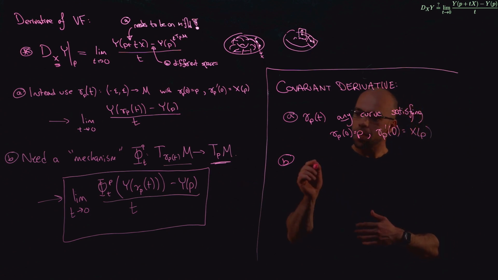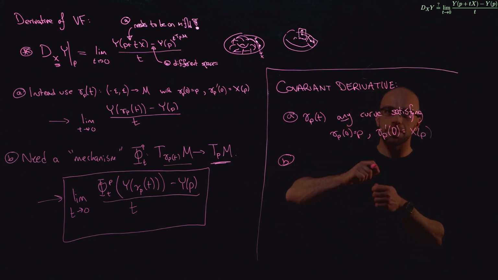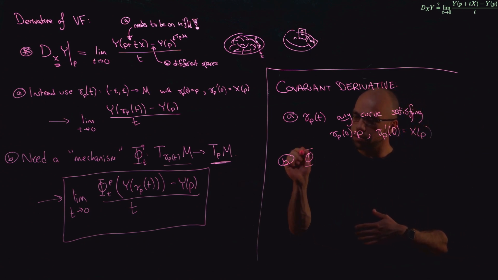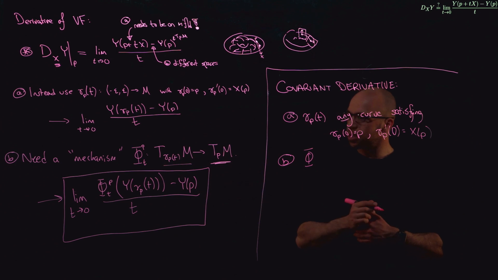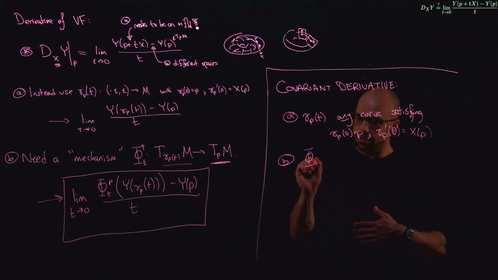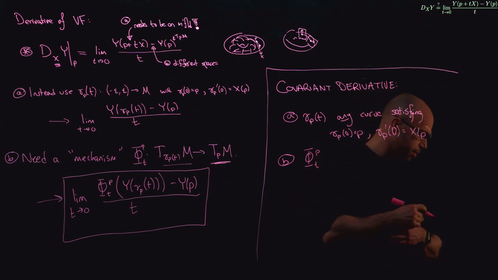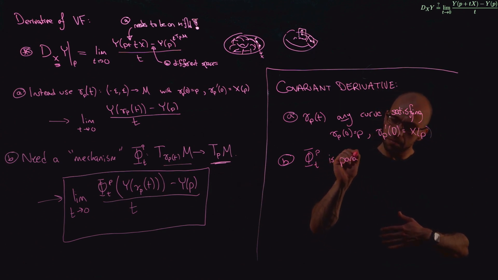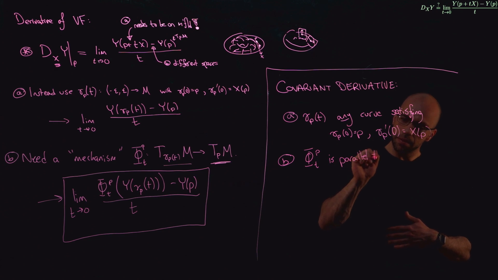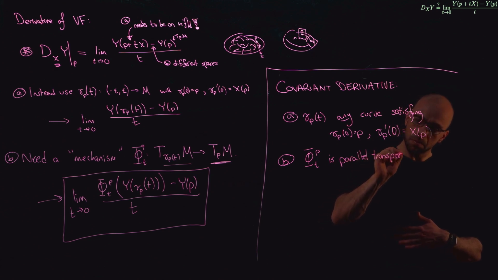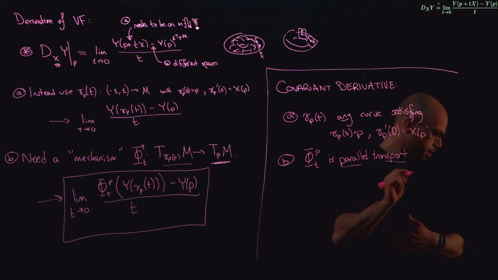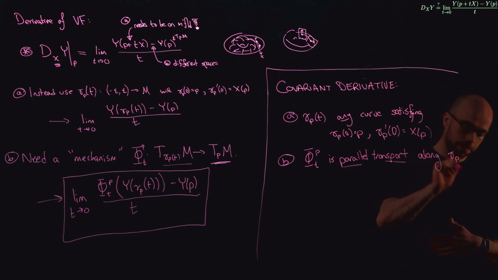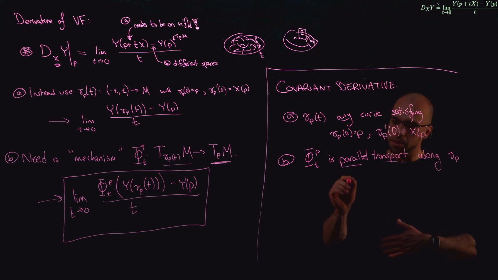But now, rather than using d of the self-map that you get by flowing along x, here we make a very different choice for this mechanism of moving tangent vectors around. In particular, what we're going to do is to use parallel transport along our curve gamma. So this was covered in homework 3.